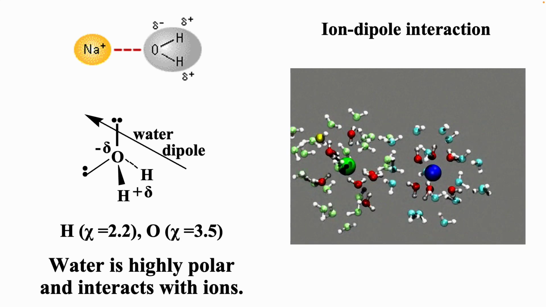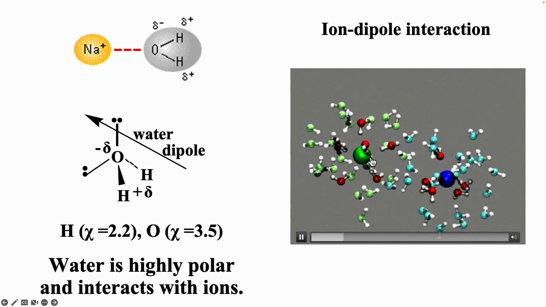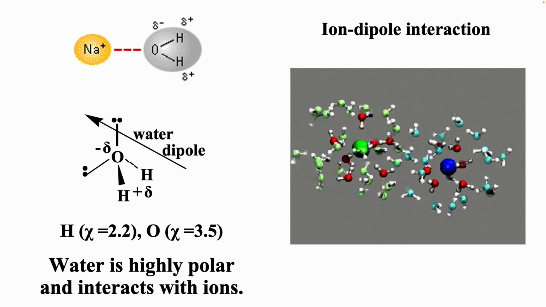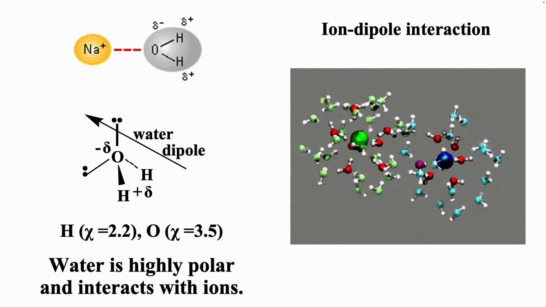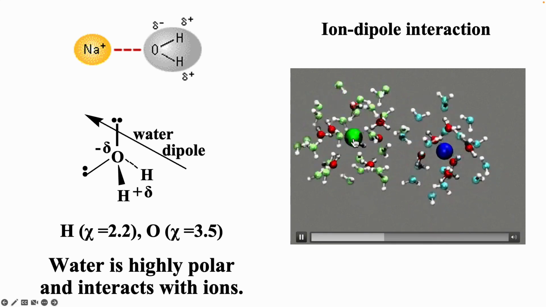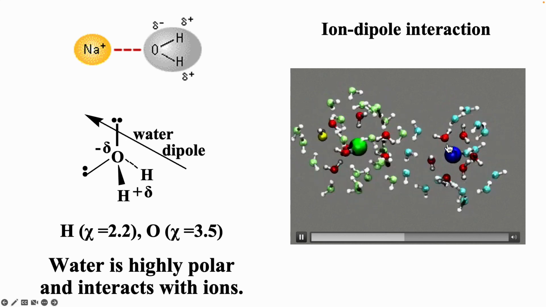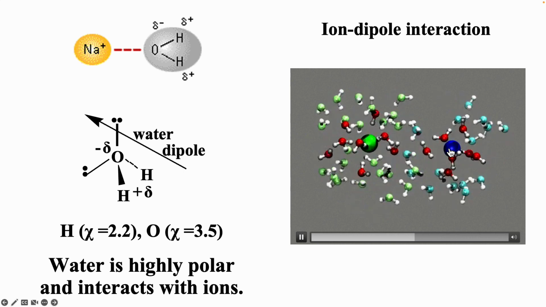This gives you a slightly different picture. The green one is, it's kind of hard to see. The green one is negative charge. So you notice that the hydrogen end of the water molecule is facing it. And the blue is positive charge. And so the negative end of the water molecule is facing it.